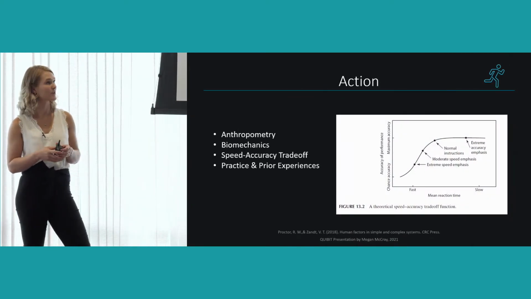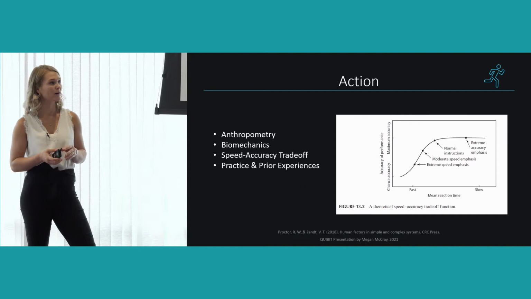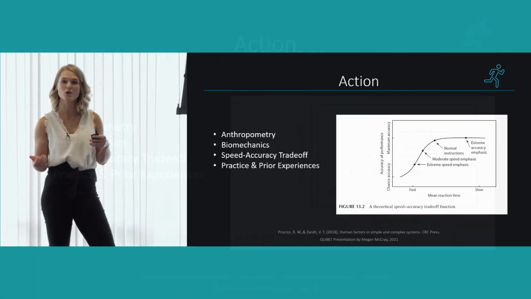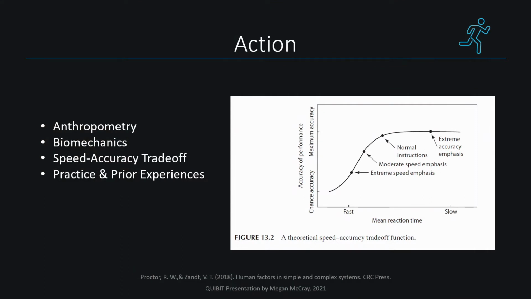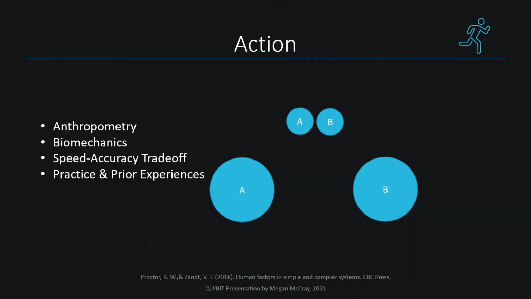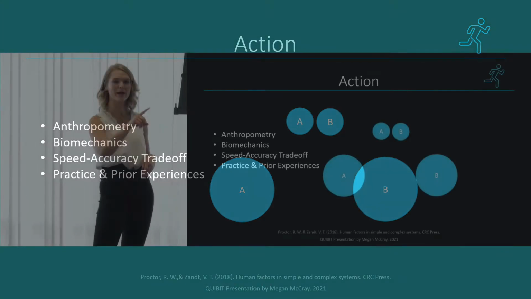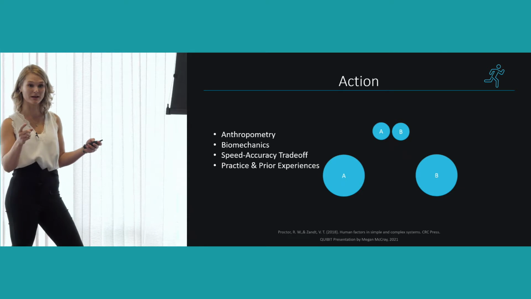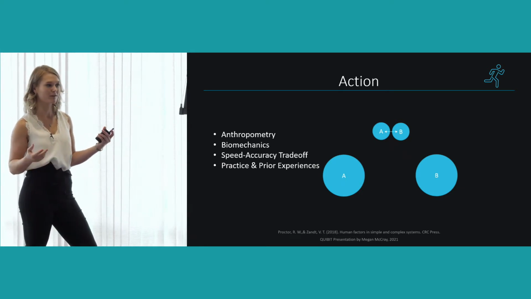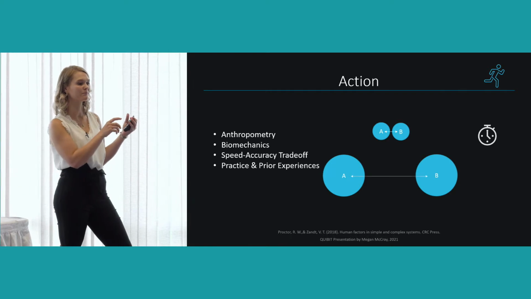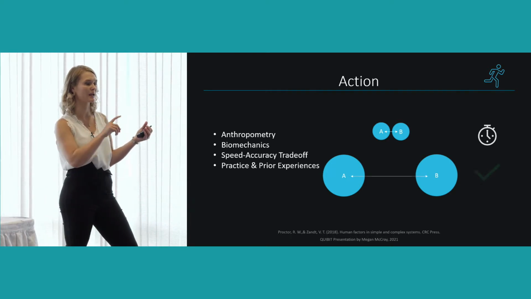Next is the speed-accuracy trade-off. As an action is completed more quickly, you lose the accuracy associated with the task. For example, if I'm to do a tapping task of going A, B, as the dots are very close, I'm able to execute this very quickly. However, the further I spread the dots apart, I lose my time efficiency but gain accuracy.